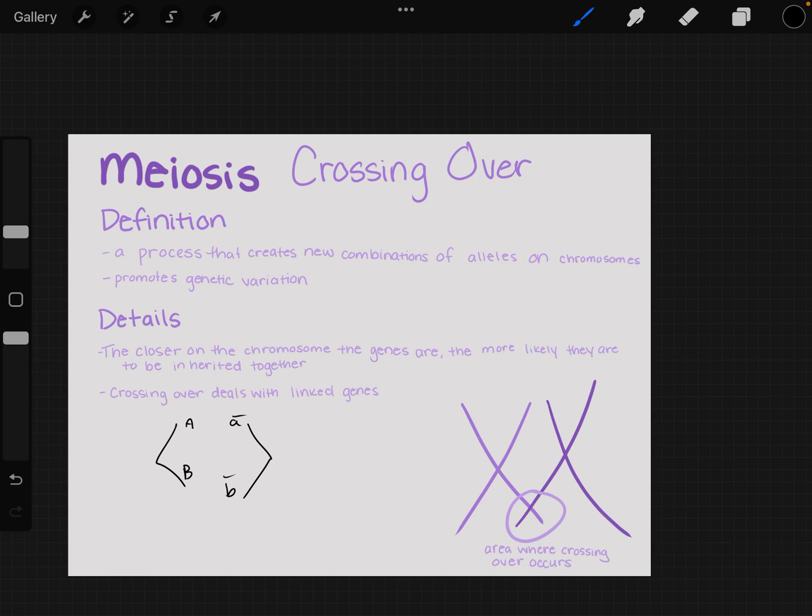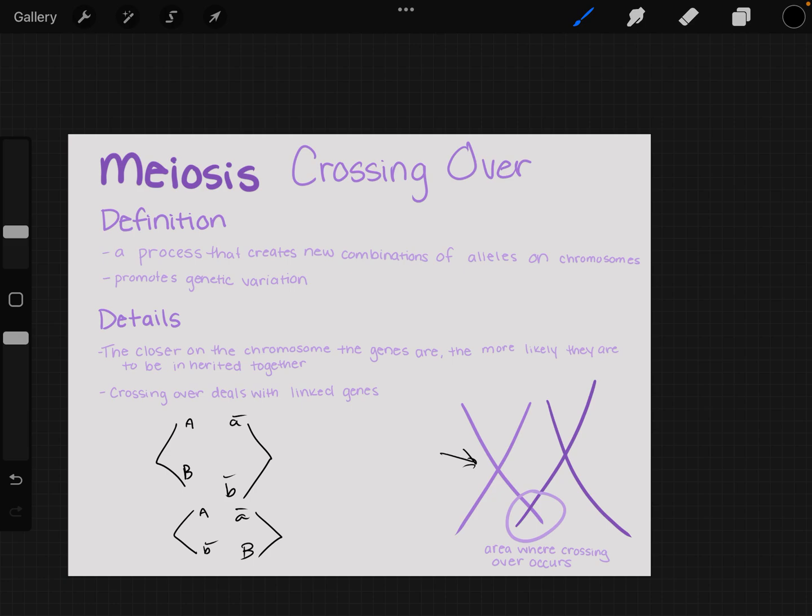Anyways, if we have this and they cross like they are here, because they are homologous chromosomes, this would happen during meiosis I, then we have the opportunity to get big A, little b, and big B, little a. So why is this important? Well, it continues to promote genetic variation. This is making it so that the chromosomes that the parent passes on are not exact copies of the ones that they have. There's a chance that they will be totally different combinations within themselves.